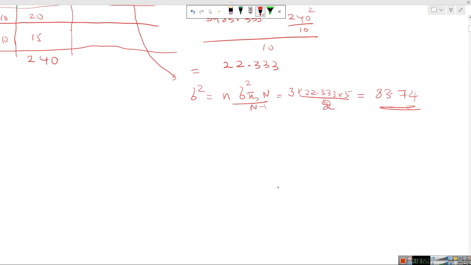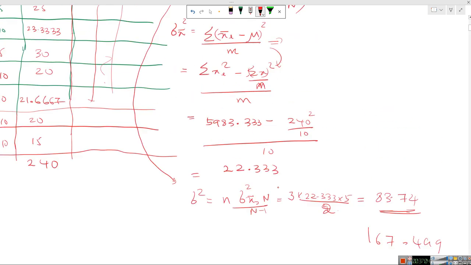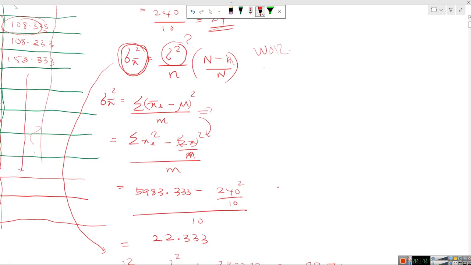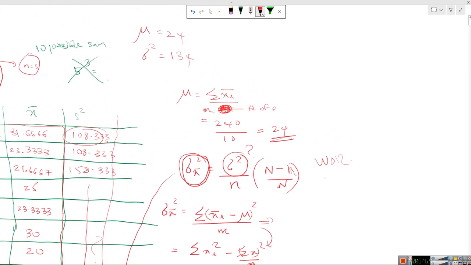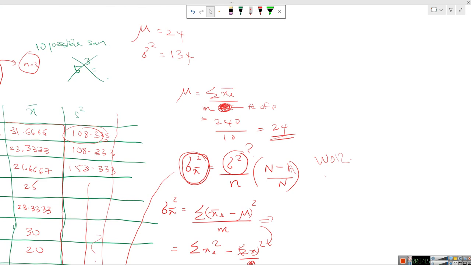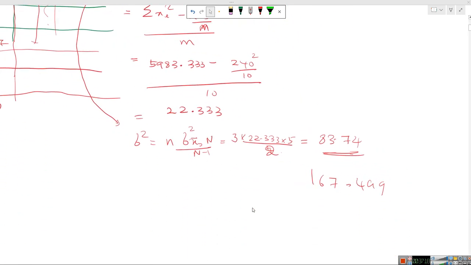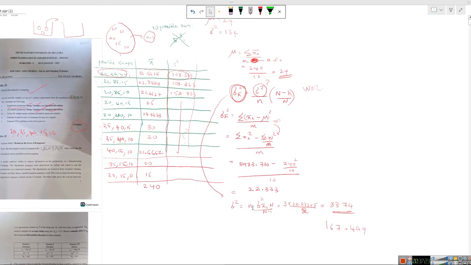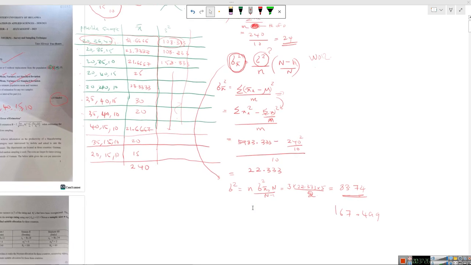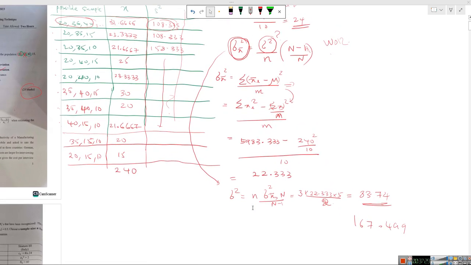So if you divide it by 2, then it becomes 167.4999, but it is supposed to be 134. This is not equal, no? Anyhow, I can't figure out the mistake I have made here. Anyhow, it is approximately 134, I mean 164. Okay, so you may just check what mistake I have made and let me know in the comment section.